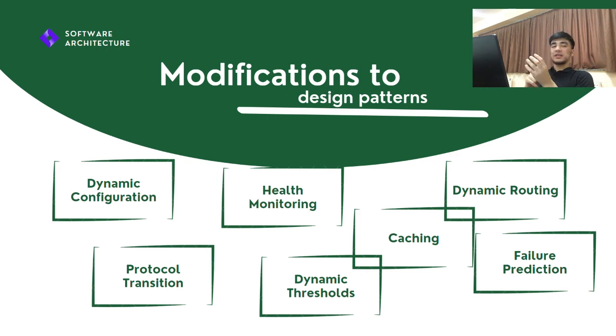There are lots of recommendations, like using dynamic configuration, health monitoring, caching, protocol translation, dynamic routing, and failure prediction to optimize the desired design patterns like service registry and circuit breaker pattern. We can use these modifications.